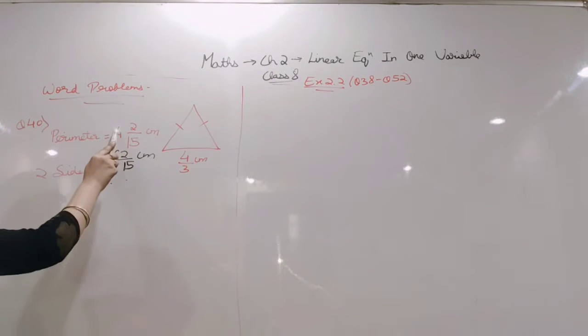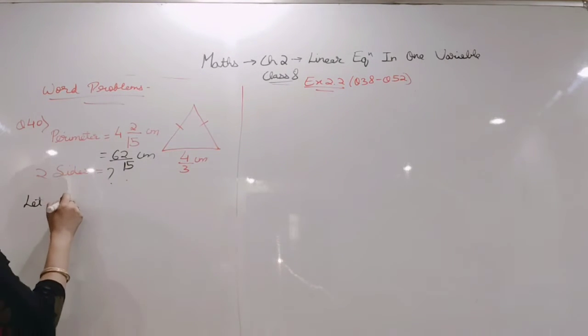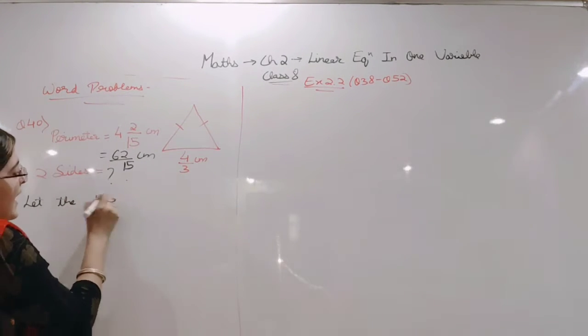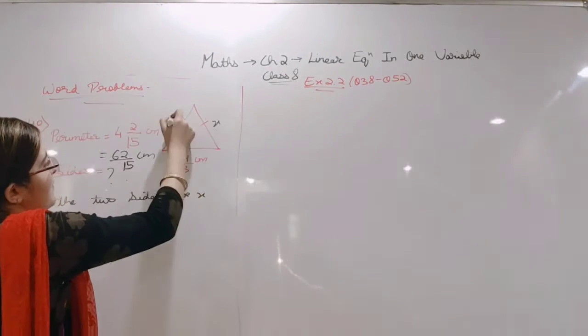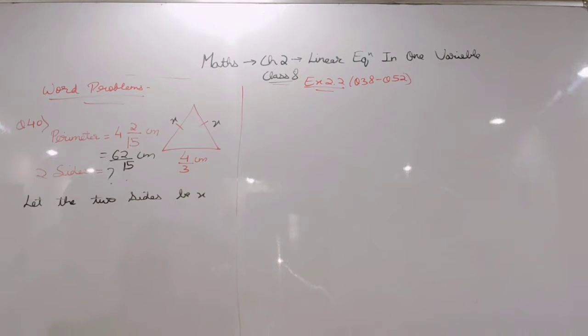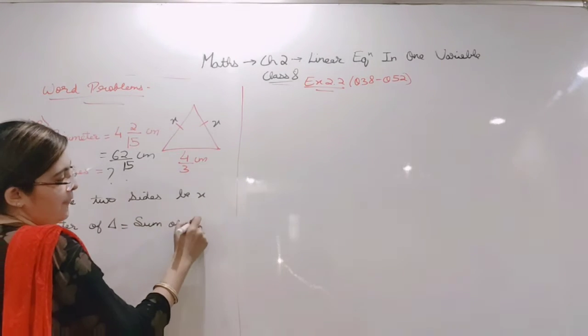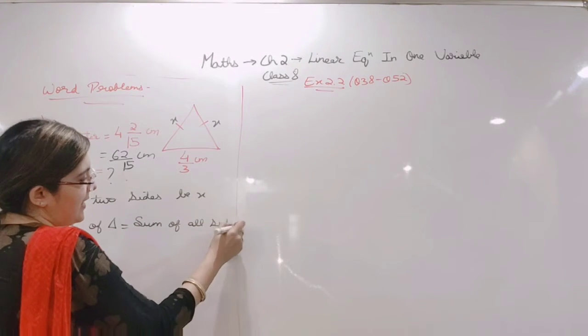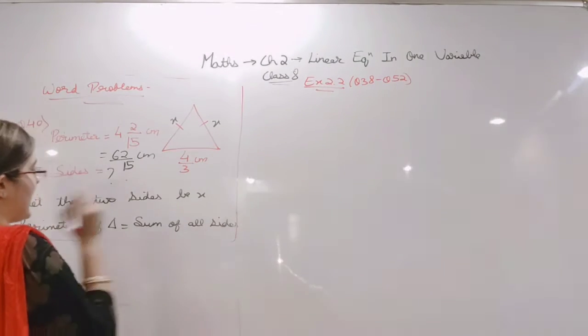Is it clear? 15 into 4, 60. 60 plus 2, 62 upon 15. Now let the two sides be x. That means both will be same, so we have assumed it x. Now what is the perimeter of a triangle, students? Perimeter of triangle is the sum of all sides. This is the formula for perimeter of triangle. You all know this.